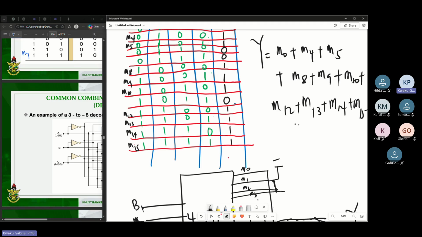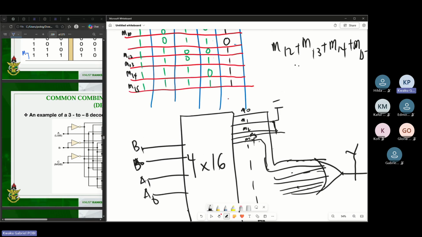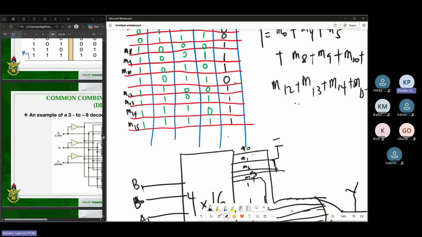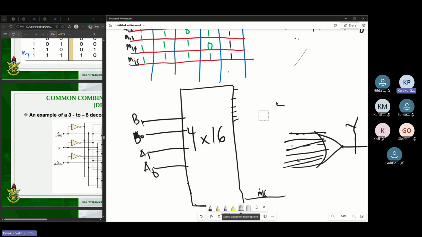That one goes to ground. M4 is part, so let's say this one goes to M4. M5, when I check here, is part. So let's say the next one will be M5 going like that. So in that order, you just draw and then you connect. And then from this expression, they are just all ORed together. Then you just add the outputs, just like that. So something like that would be your 2-bit comparator using a decoder.